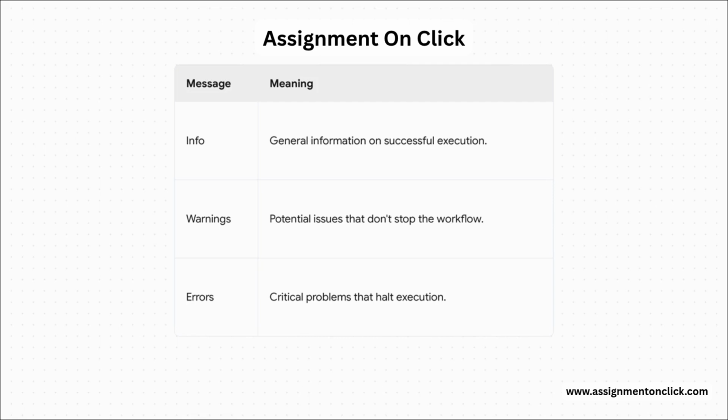Info messages are basically a green light, just letting you know everything ran fine. Warnings are like a yellow light, a heads up that there might be an issue, like some missing data, but it didn't stop the whole process. And then you've got errors. Those are the red lights. They mean something broke, and the workflow has stopped, telling you exactly where to go look.